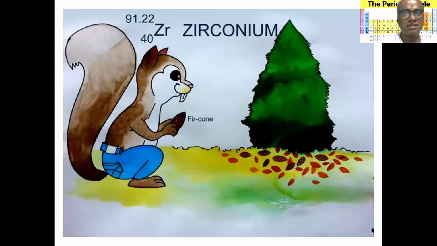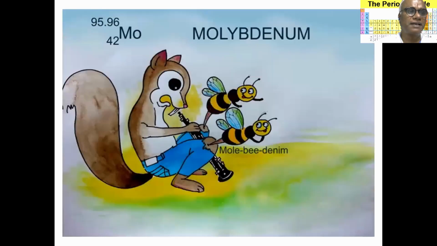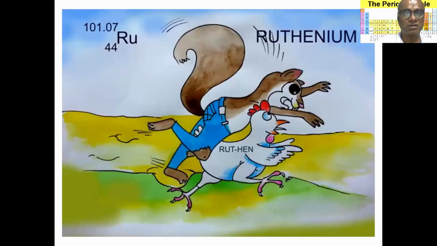The 40th element is zirconium, or zircon. The 41st element is niobium, obey. The 42nd element is molybdenum. The 43rd element is technetium, technical nut. The 44th element is ruthenium, or rattan.